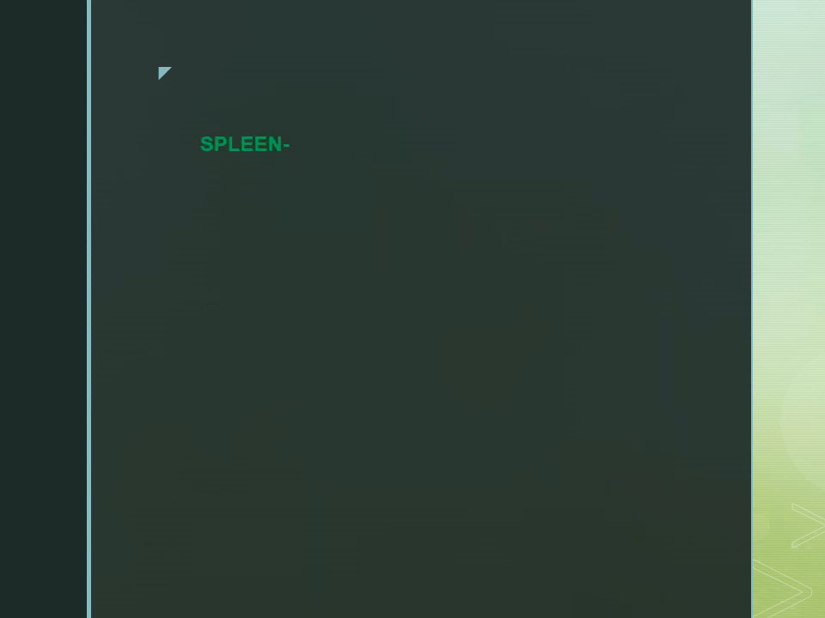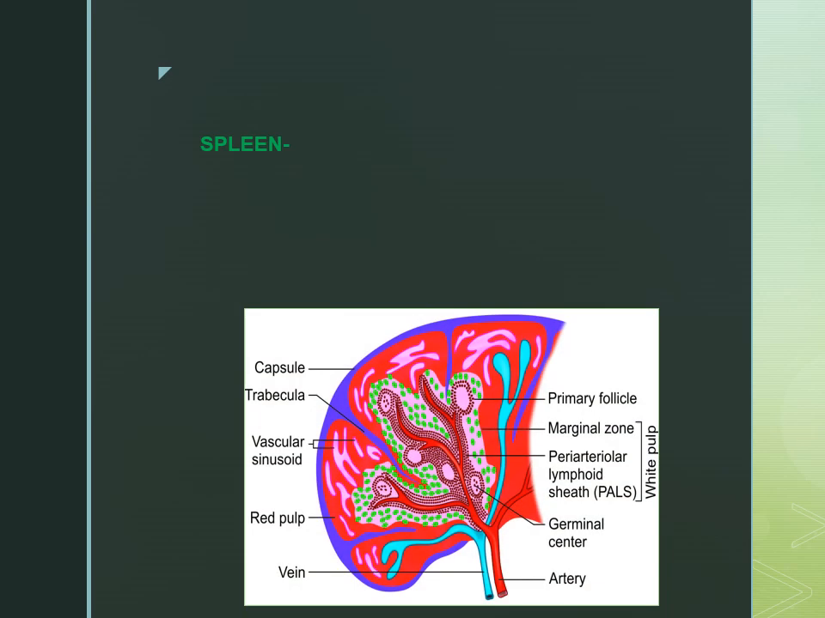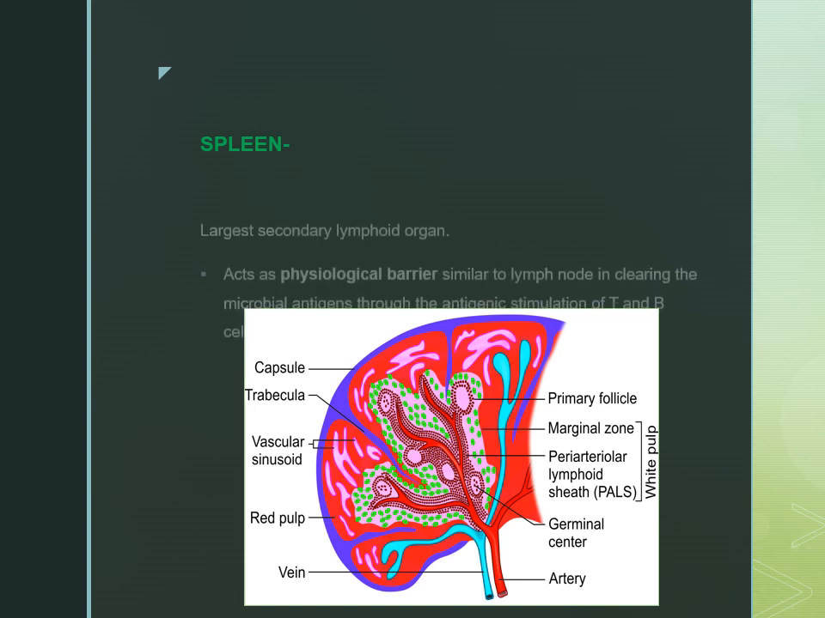Now we come to the spleen. That is the largest lymphoid organ, and you can see there is a red pulp and a white pulp. Red pulp is rich in RBCs. If there are any old and not properly functional RBCs, they are destroyed there. And in the white pulp, mainly the immune cells are there, and they play the major role in clearing many microbial infections.